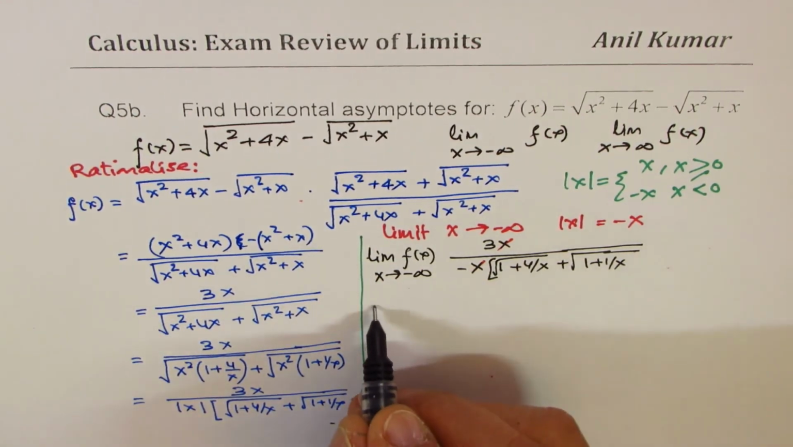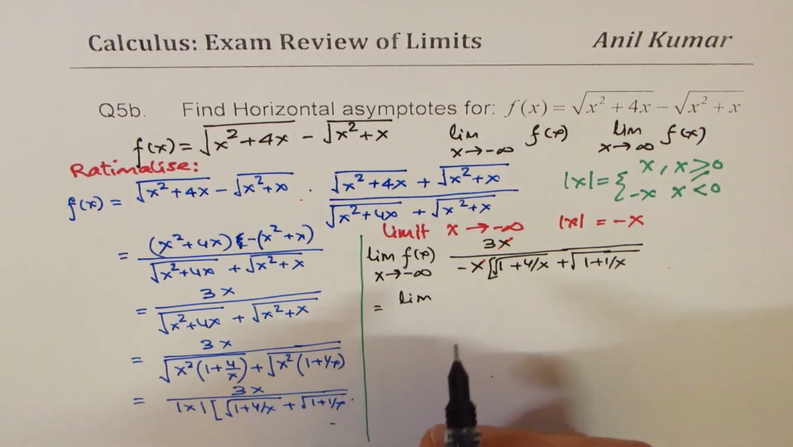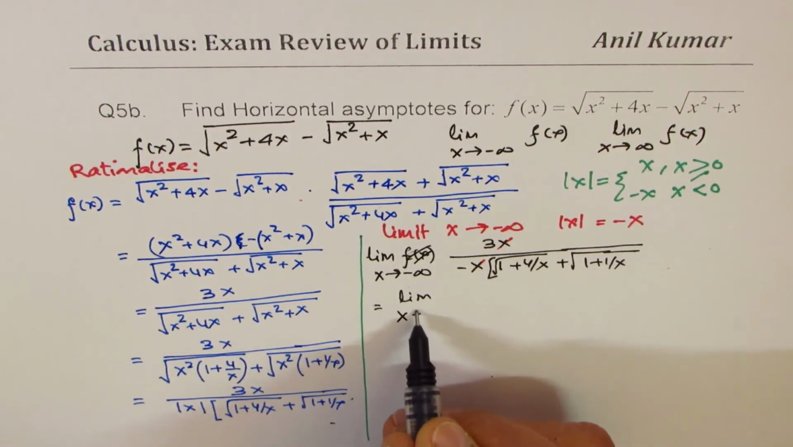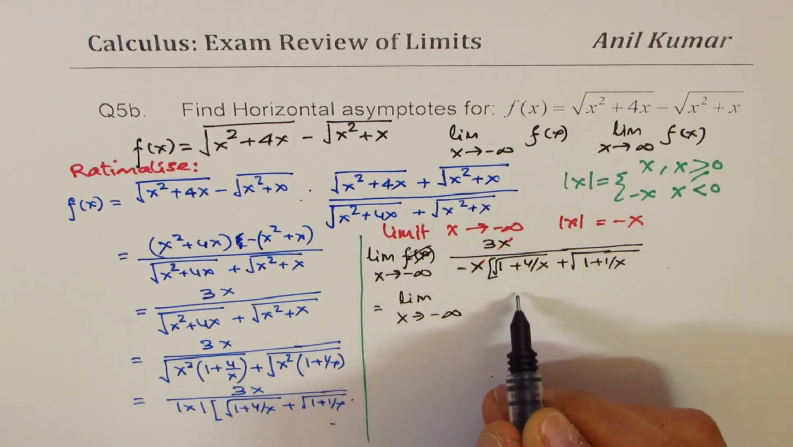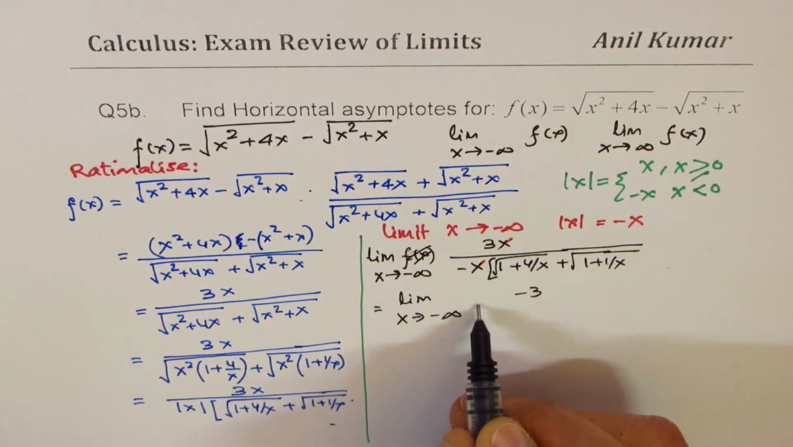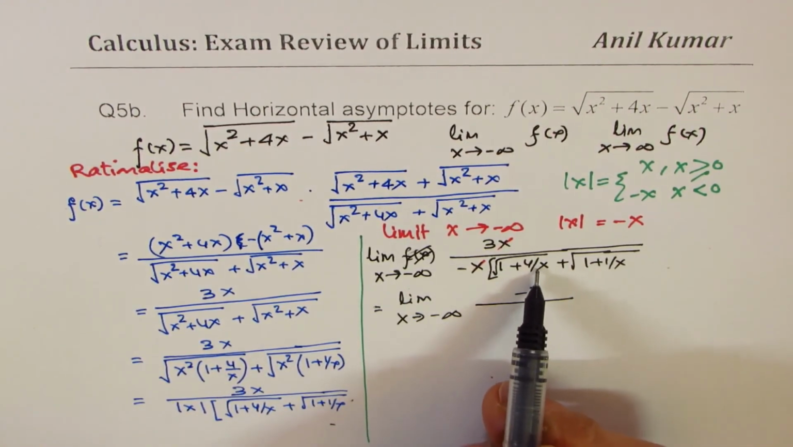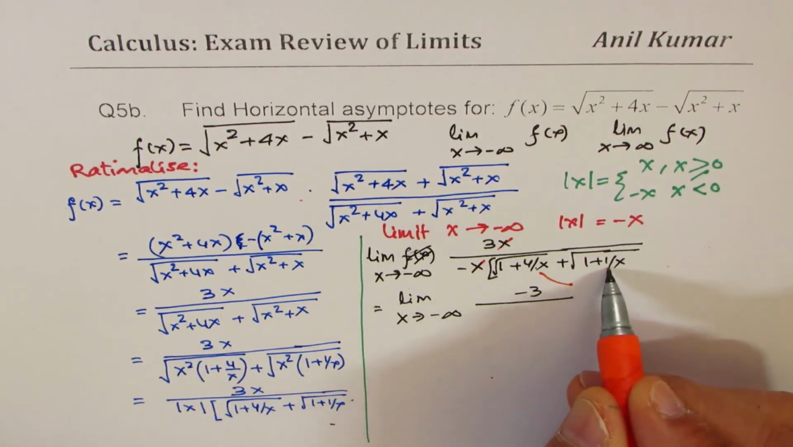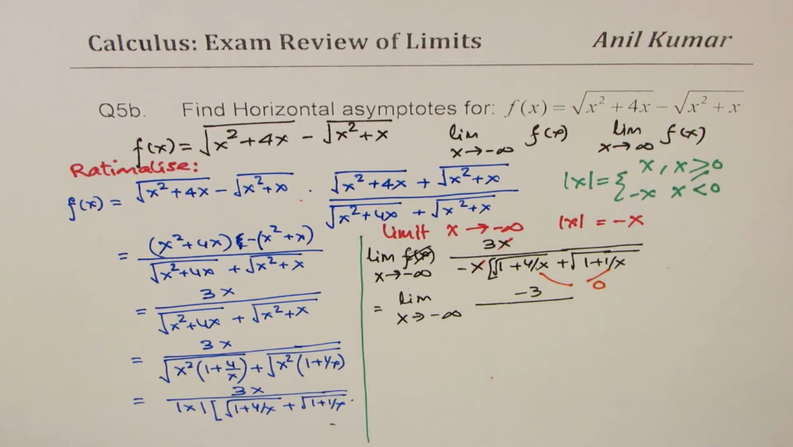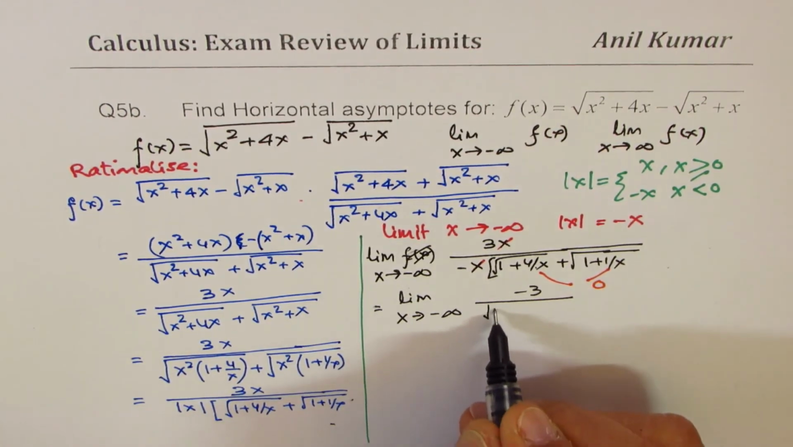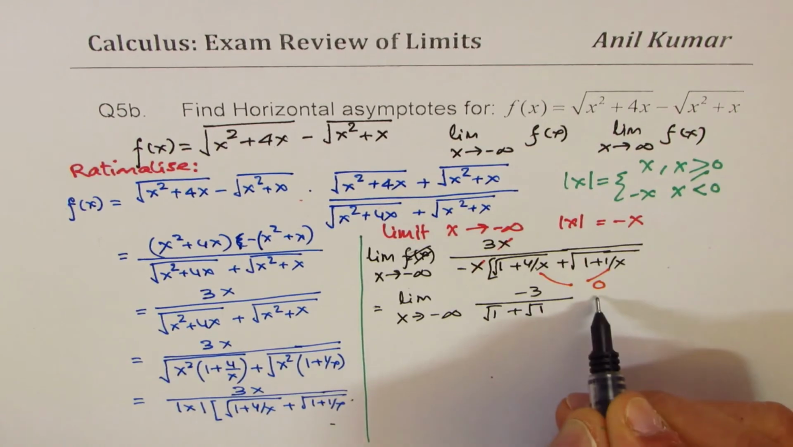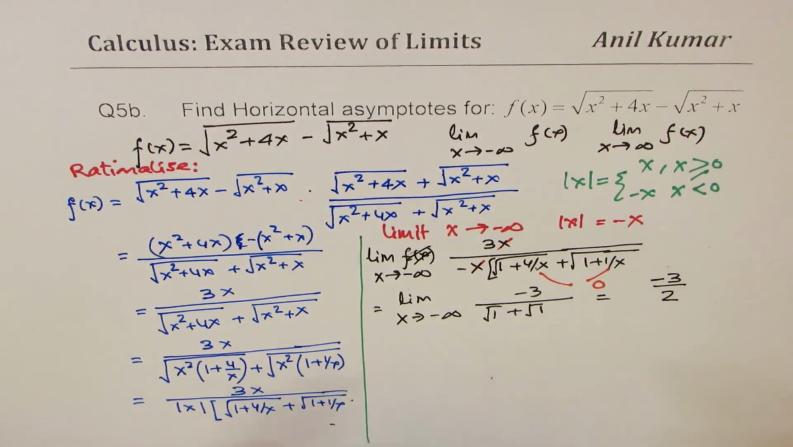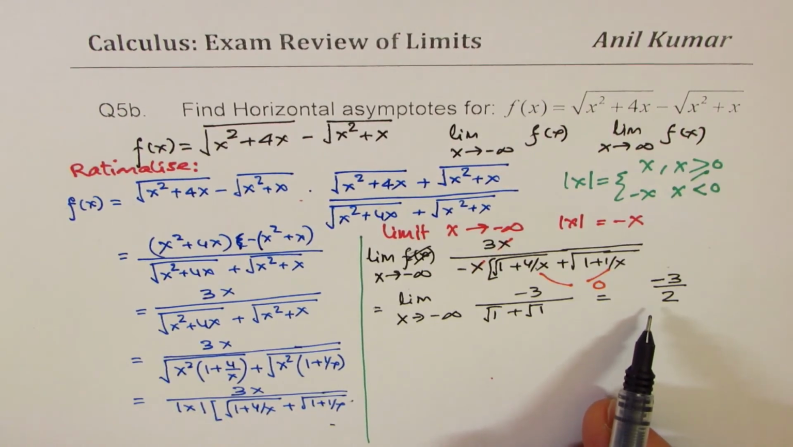So what you get here is the limit, we wrote the function. So limit when x approaches minus infinity of minus 3 over, now both these terms approach 0, right? When x is very large, this and this both approach 0. So we have square root of 1 plus square root of 1. So what we get here is minus 3 over 2. So that is your horizontal asymptote.